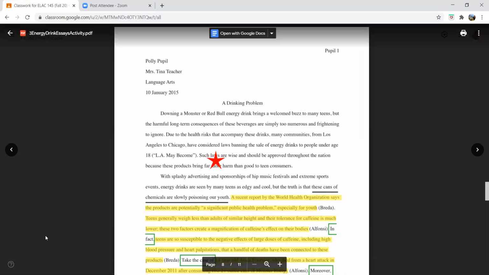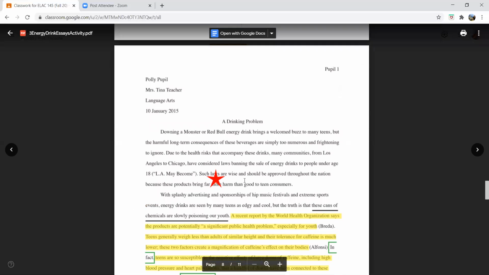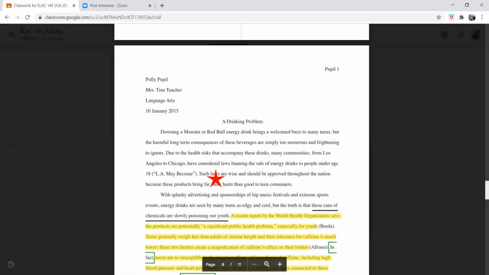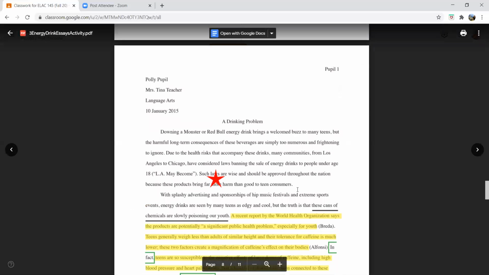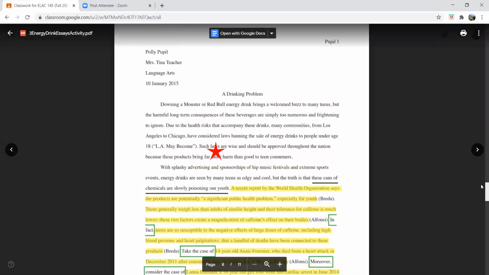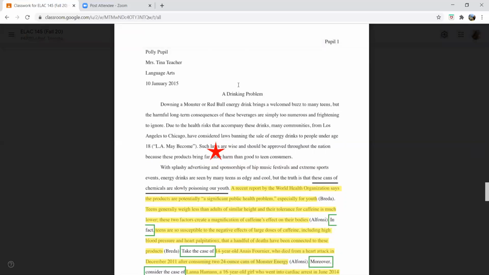All right, let's take a look here at Miss Polly Pupil. Miss Polly Pupil wrote the essay that was pro. It's called A Drinking Problem. She thought, yeah, you know what, these energy drinks are dangerous. We need to make sure kids aren't buying them, so I'm going to be pro. Let's take a look. She got her essay. She has MLA format. She has a unique title. That's good. It's not called essay.